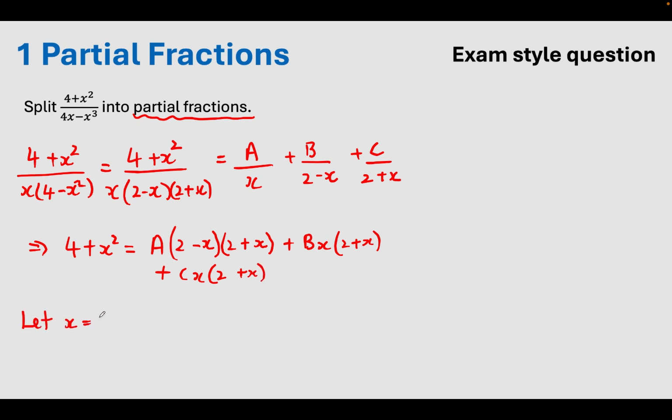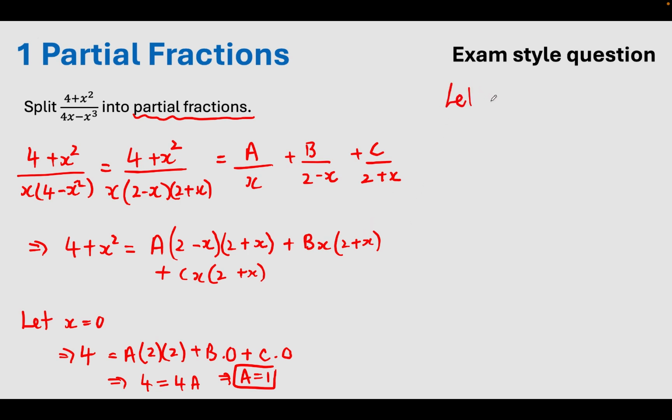Okay, right, let's start with the easiest one, arguably. Let's get x equals 0. So the left hand side, what I'll get is 4 equals, and I'll get a times 2 minus 0, so I just get a times 2 times 2, plus b times 0 plus c times 0. Alright, so I get 4 equals 4a, and therefore a is 1. Nice.